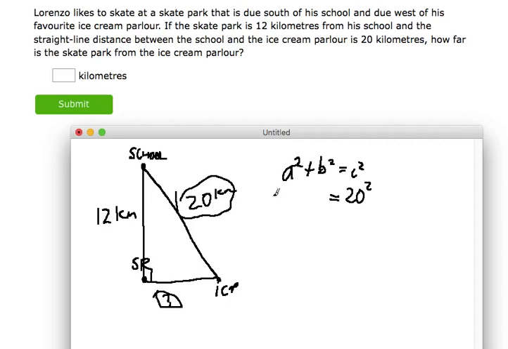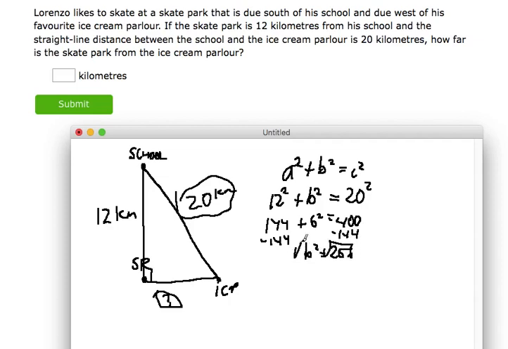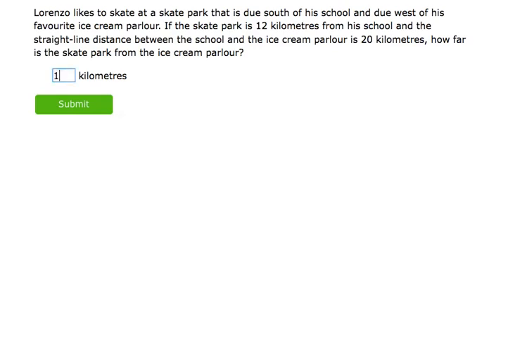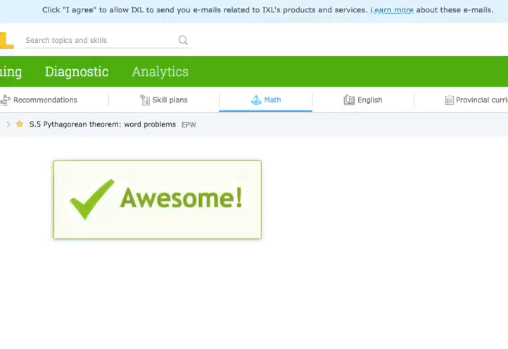And I've got 12 is my a. My missing side here, this is meant to be a question mark, I'm just going to leave it as b for now. And now I just got to do some calculations. So 144 plus b squared equals 400. That's just me squaring these numbers. I take away the 144 and I get that b squared equals 256. I square root, and b is 16. That's my answer, just like that. I'm going to type it in and feel the rush of getting a question correct on IXL. Hooray!